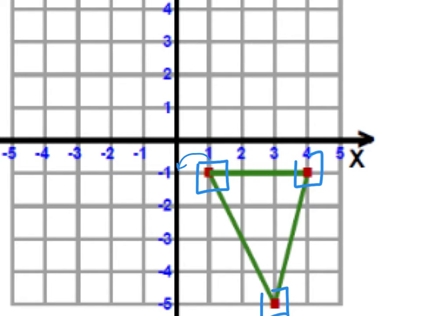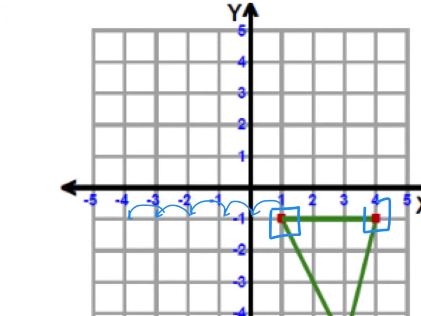This is a jump of 1, a jump of 2, a jump of 3, a jump of 4, and a jump of 5. I'm now going to go 2 up, 1, 2, and here's where I'm going to plot my new point. Let me do some erasing.